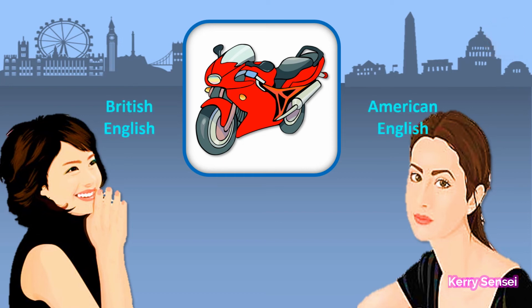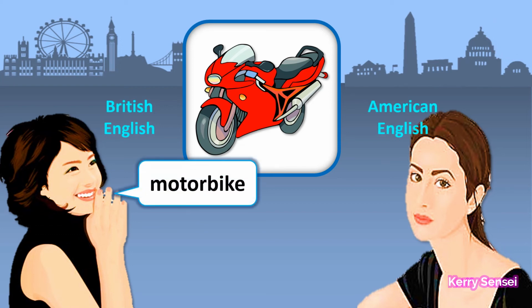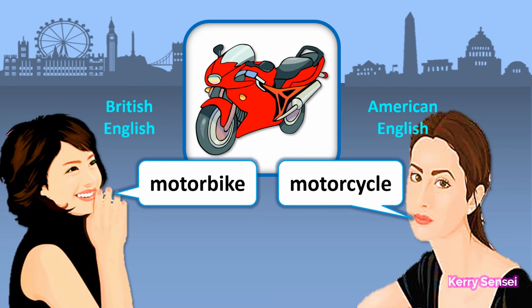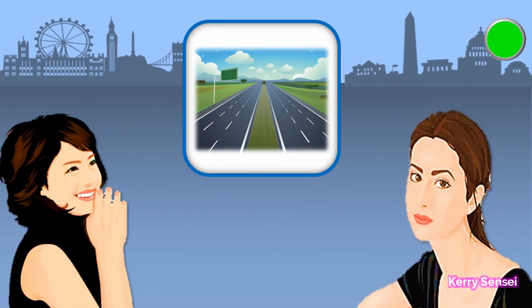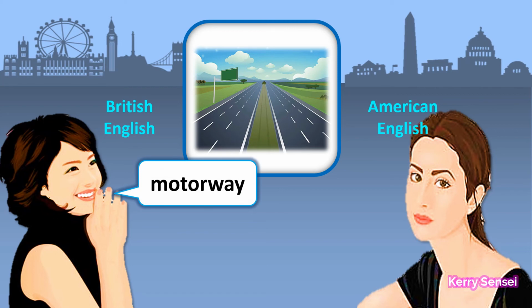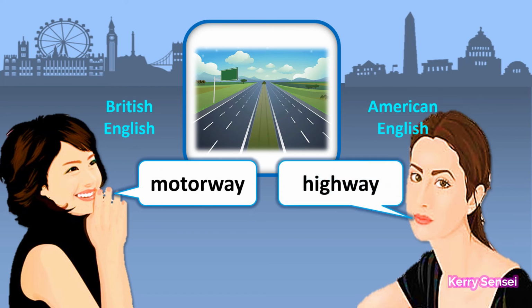In British English, this is called motorbike. In American English, it's called motorcycle. In British English, this is called motorway. In American English, it's called highway.